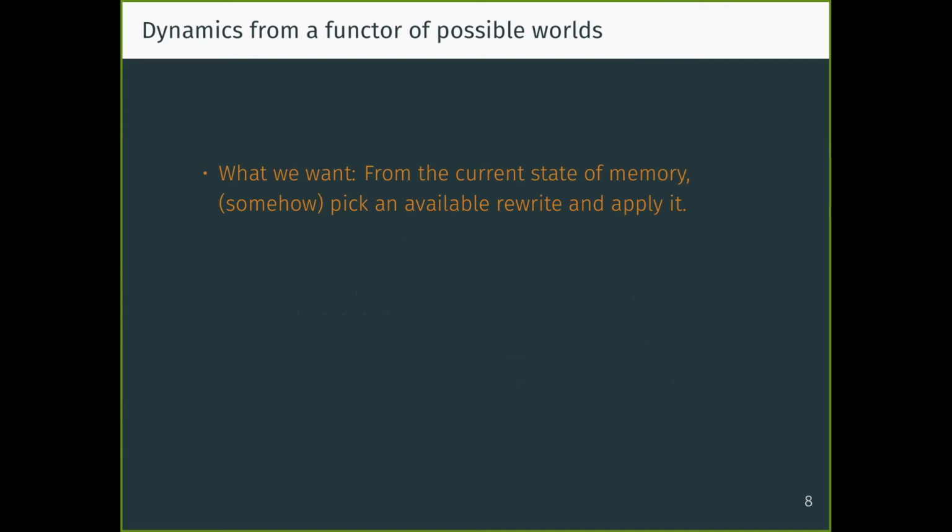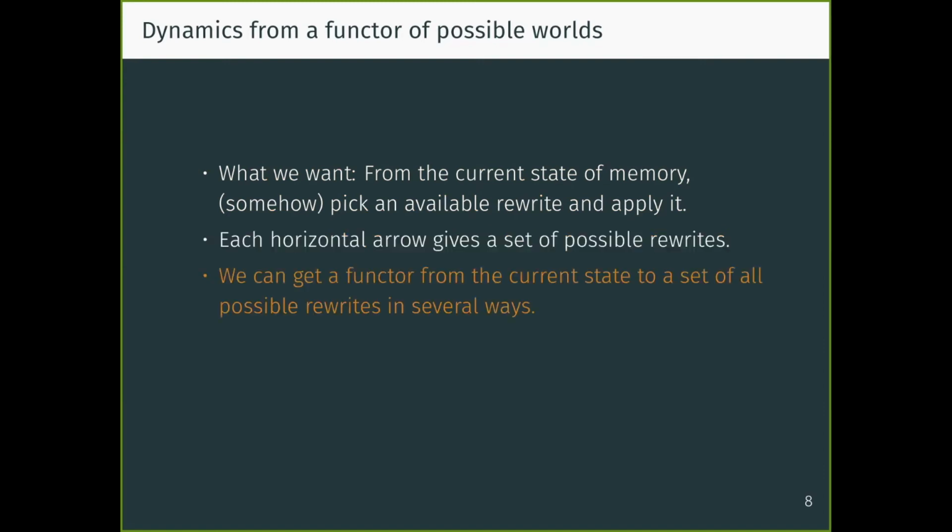Let's consider how to actually get some dynamic behavior. Our problem is this. Given the current state of working memory, we want to pick a rewrite rule and apply it. Well, we know how to apply it by double push-out rewriting. We want a way to categorically collect all the rewrite rules that apply in the current situation. What do we have? Well, each horizontal arrow gives a set of possible rewrites. From this, we can get to the set of possible rewrites in a number of ways.